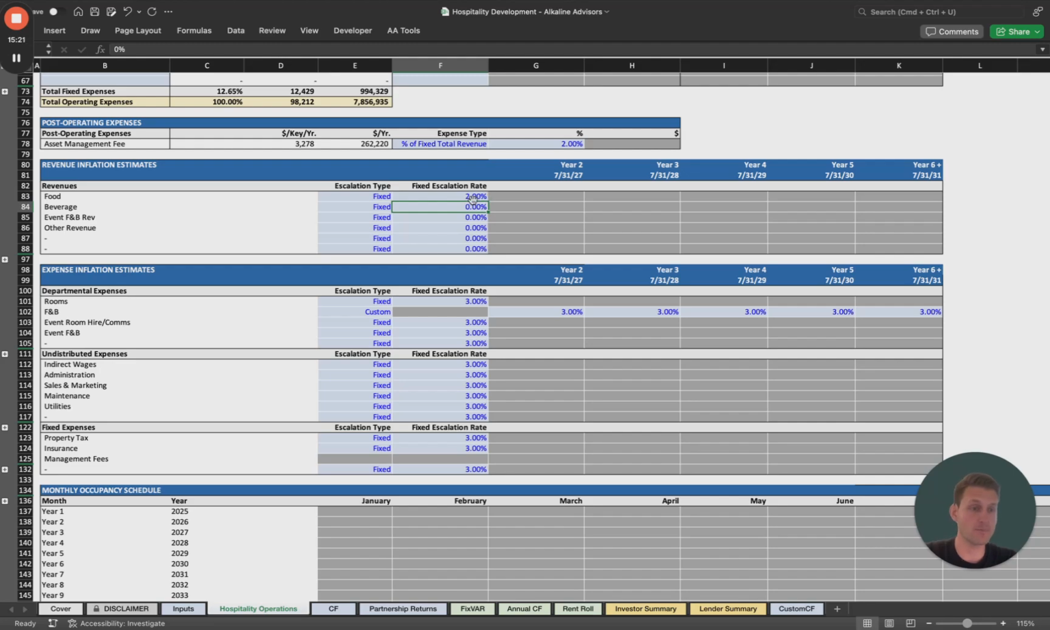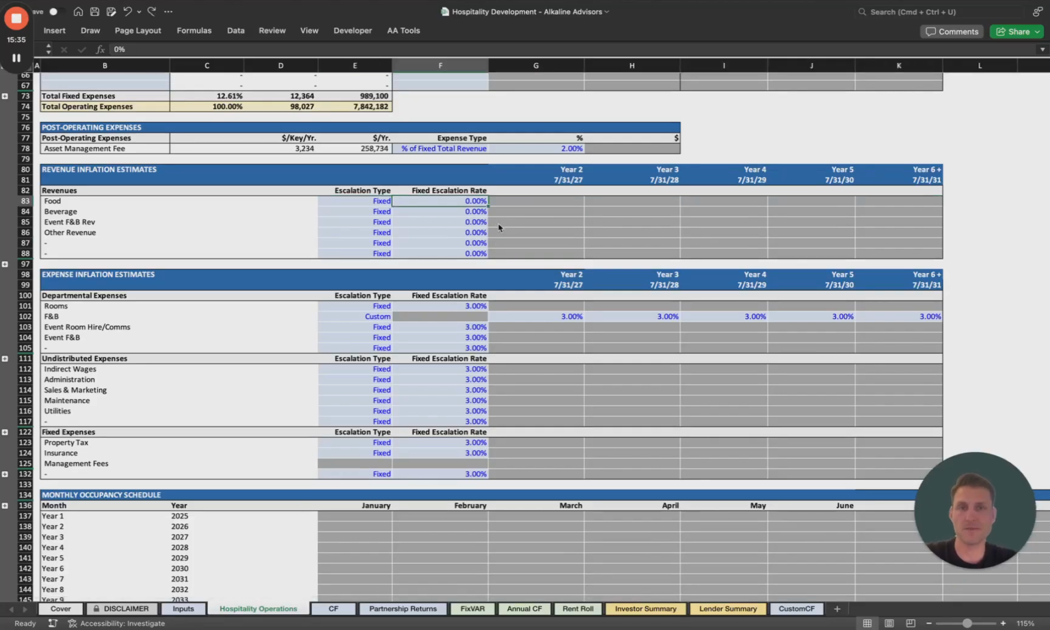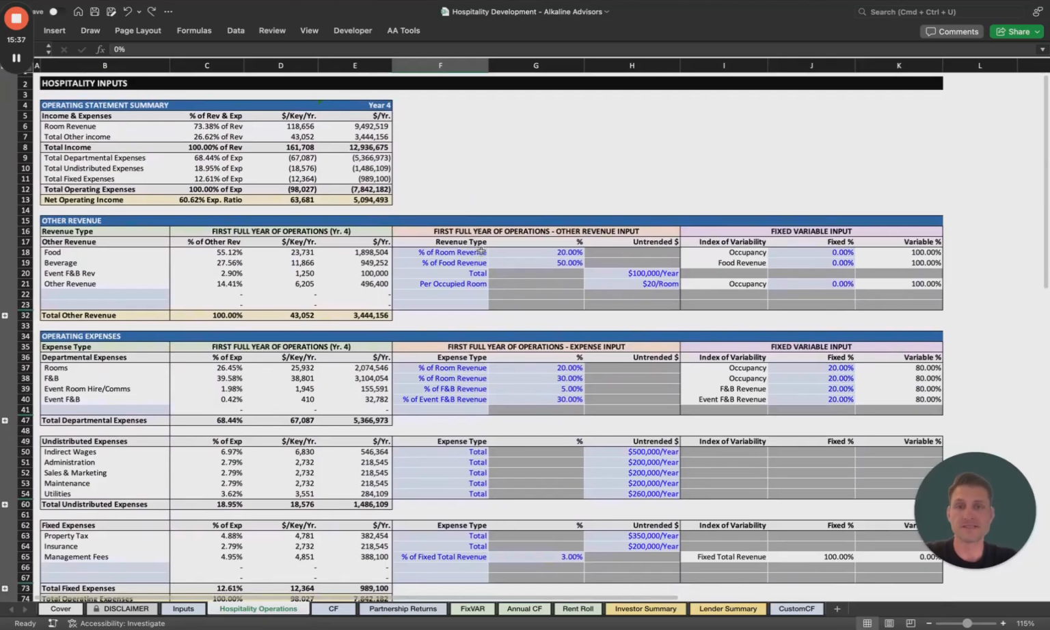So that 20% could be growing 2% annually. We could do a fixed escalation. We could also do a custom escalation where we use different escalation figures in different years. But for this example, we'll keep that escalation at 0. But essentially you could say we want 20% of the room revenue at the first full year of operations. And that is what's going to be our food revenue.